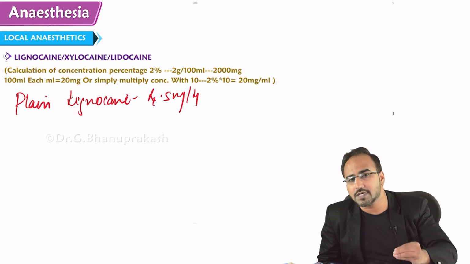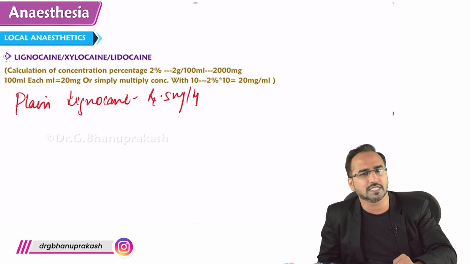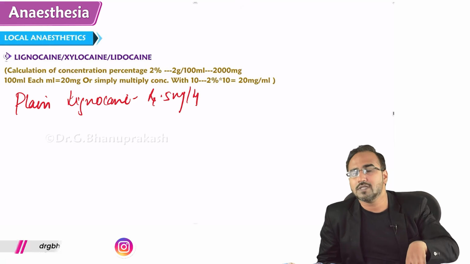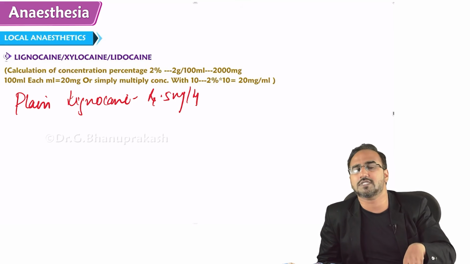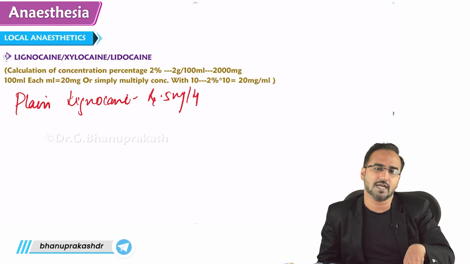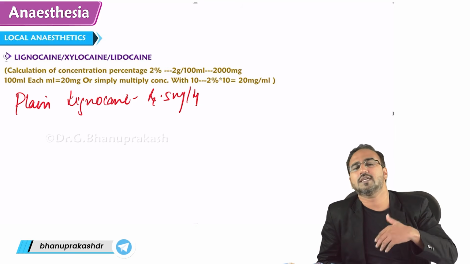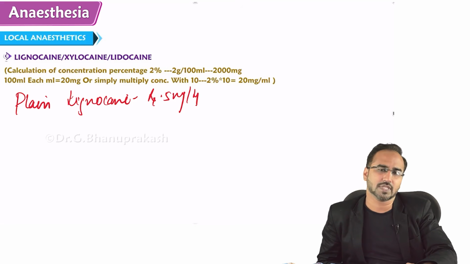As lignocaine toxicity is first producing perioral numbness, followed by tremors, followed by seizures. Remember, these are the signs of what toxicity? CNS toxicity. Due to this, lignocaine is always called a central nervous system toxic drug. Lignocaine is called a CNS toxic drug. Right? If you don't manage CNS toxicity, then what will happen? Then cardiotoxicity can happen with lignocaine.